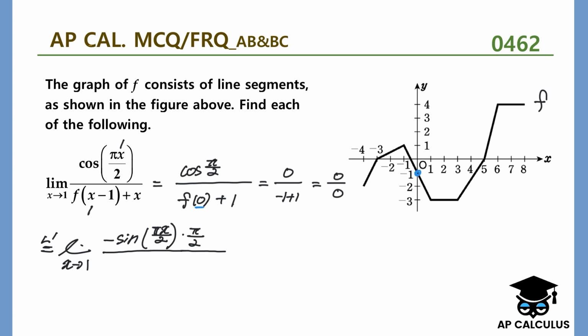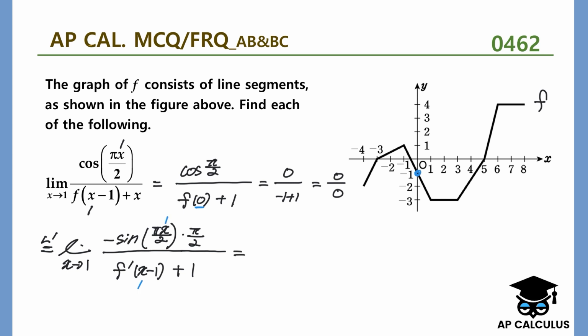Now, derivative of denominator, we have function f. So that's going to be f prime of x minus 1 times the derivative of x minus 1. That's 1, right? So we don't have to multiply by 1. Derivative of x, that's plus 1, right? So far so good. Now let's substitute 1 for x again.